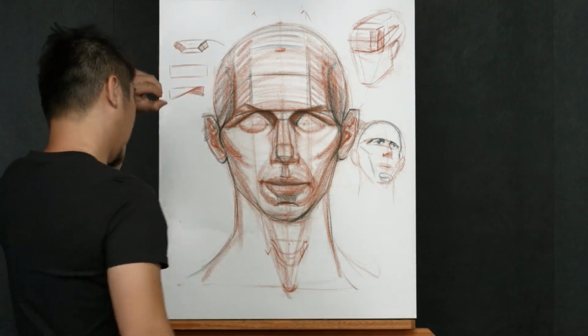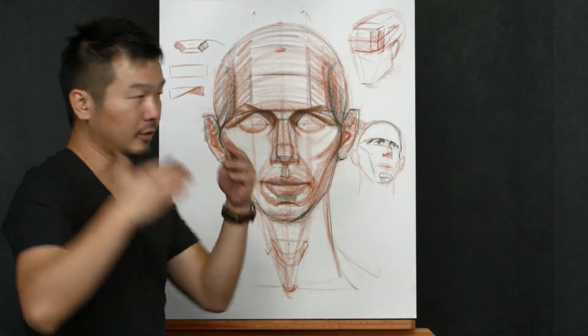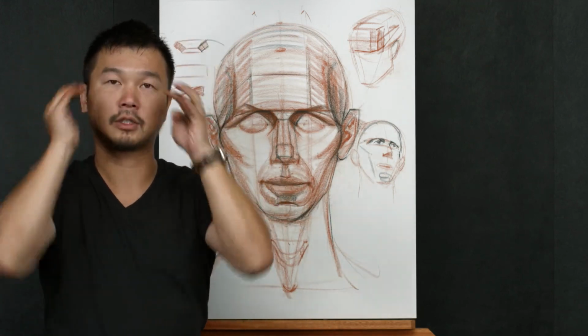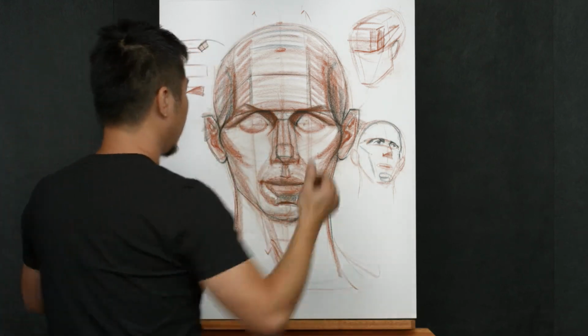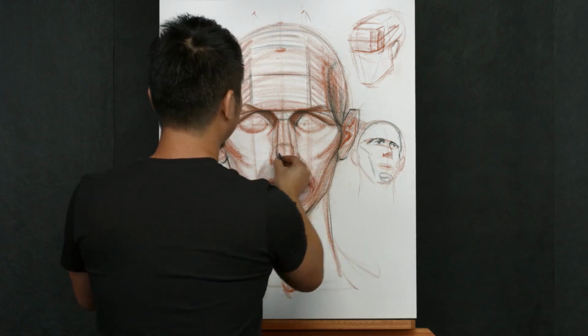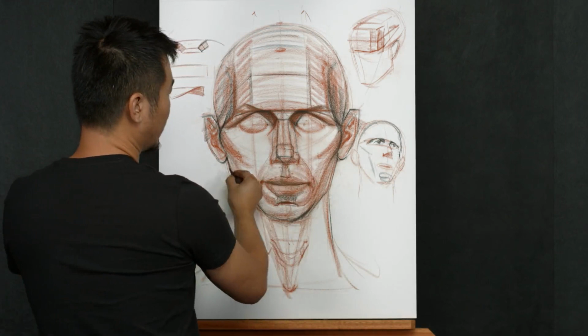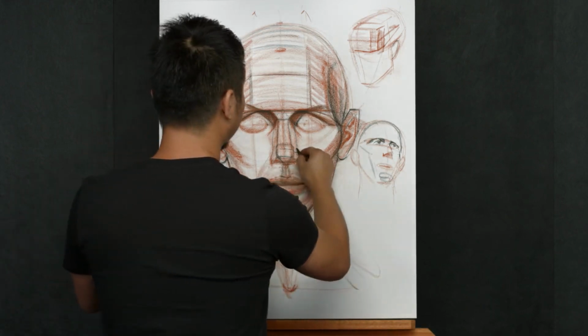And then the wing of the nose just looks like a shingle on a rooftop, which is going to curve right beside the ball of the nose. So you have the top, you have the side, and then you have the top of the wing, and then the side of the wing.